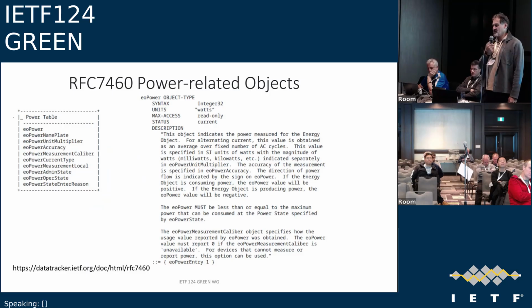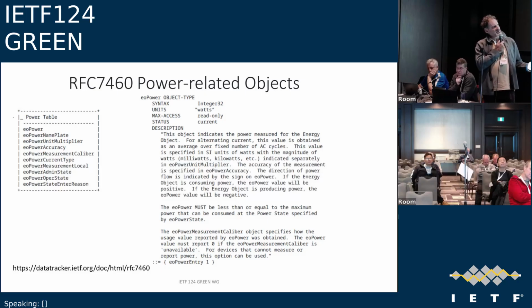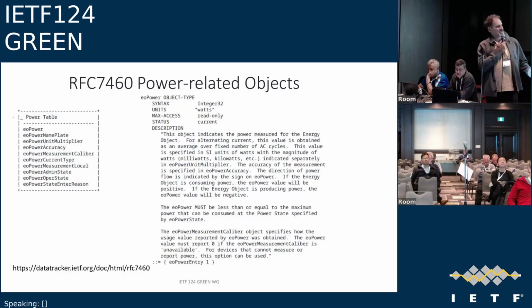The power-related object. Let me read a couple of things here, because when we define this, we said things such as, is the power? Great, check, no. Because it's an average over a fixed number of cycles. What is the SI? It's in SI units. Because it's very wide, from milliwatts to kilowatts, etc., we had to put another object, which is the unit multiplier.